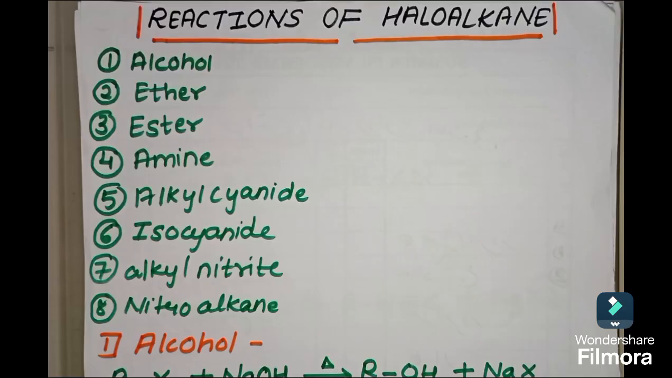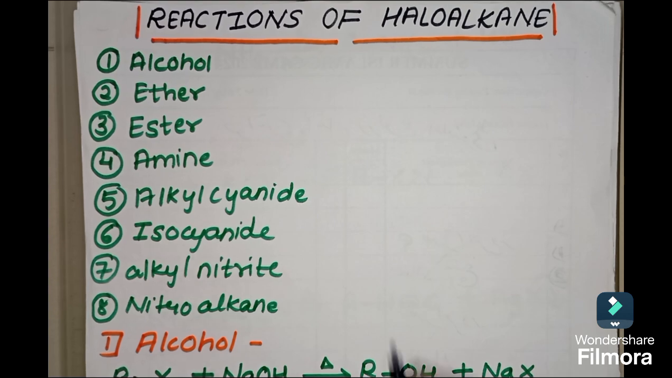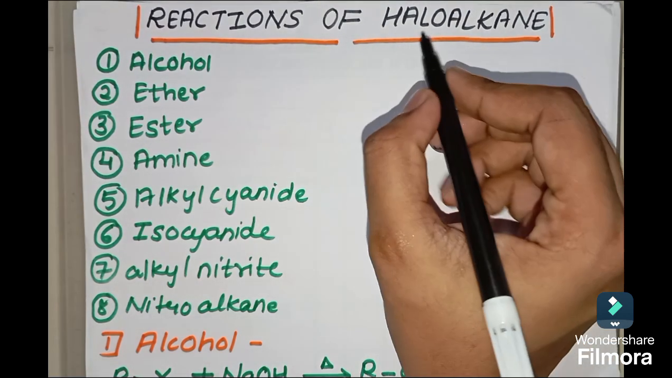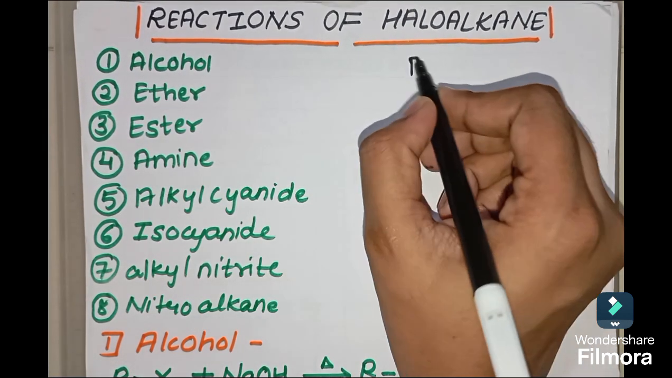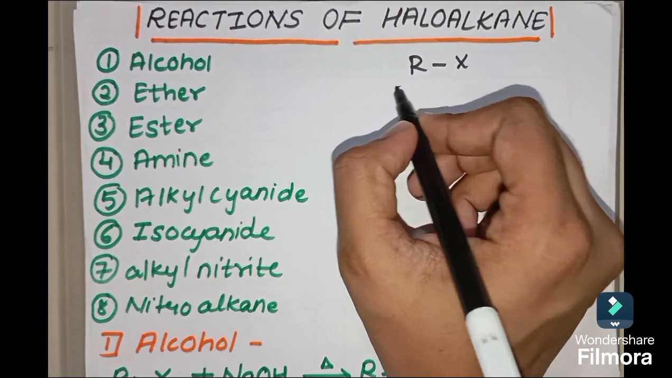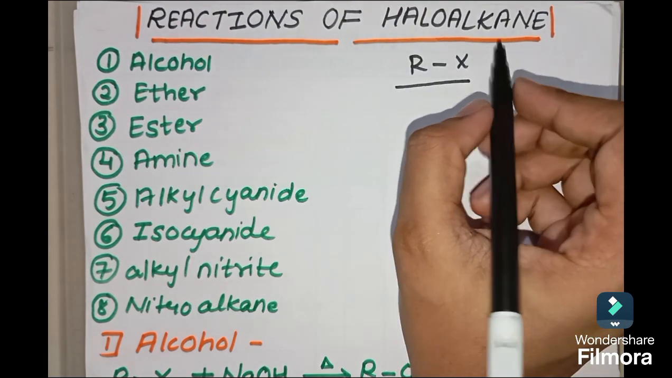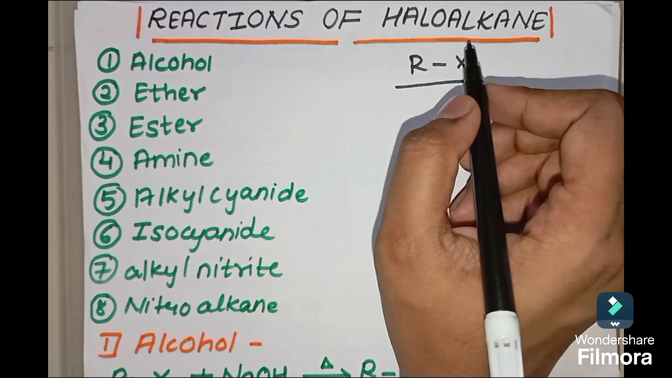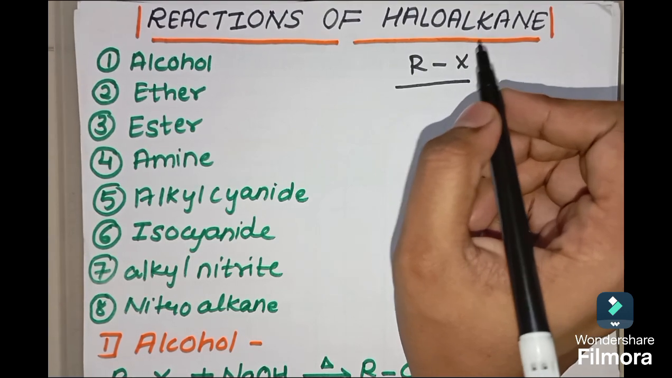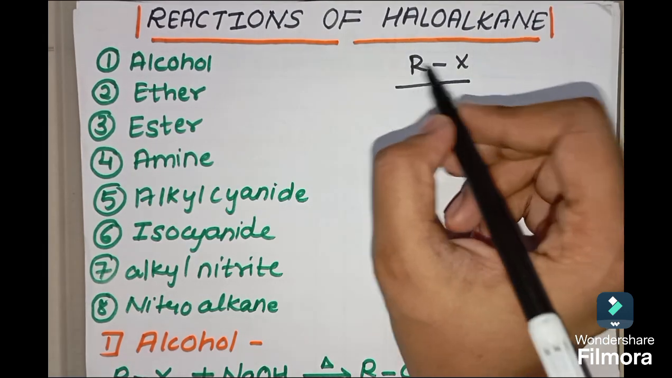Today we are going to study the reactions of haloalkane. In the last lecture we studied what haloalkanes are. When a halogen is attached to an alkyl group, it becomes a haloalkane. And we have studied the preparation of haloalkane. Now we are going to form different substances by reacting these haloalkanes.